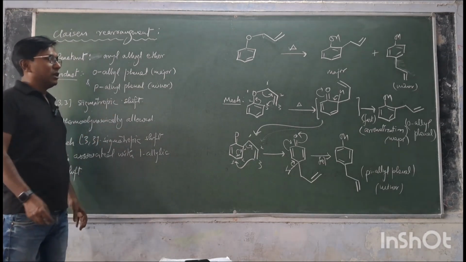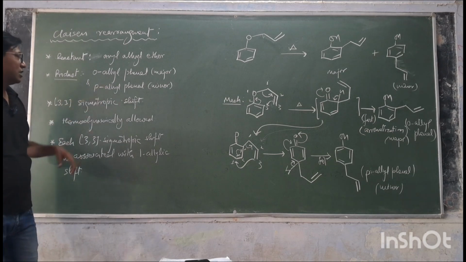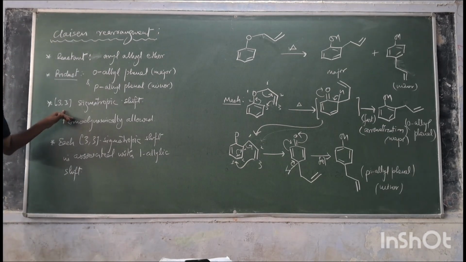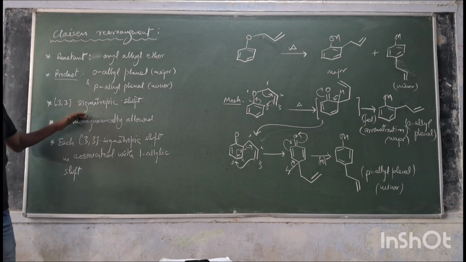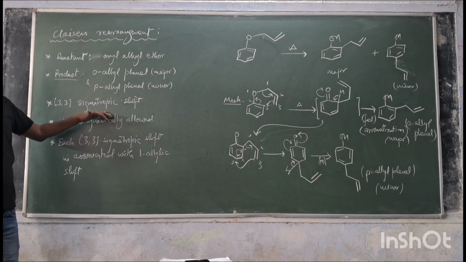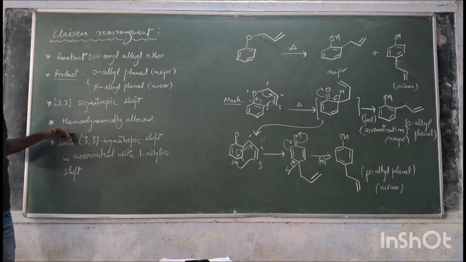I will explain with the mechanism why this is the major product and why this is the minor product. Basically, as I have told you, it involves a [3,3] sigmatropic shift, which we learned well in our previous classes in sigmatropic reactions. It is thermally allowed. One of the most important things to identify that this is going to be a Claisen reaction is this: it is thermally allowed, that is, above the arrow you will find a sign of heat.